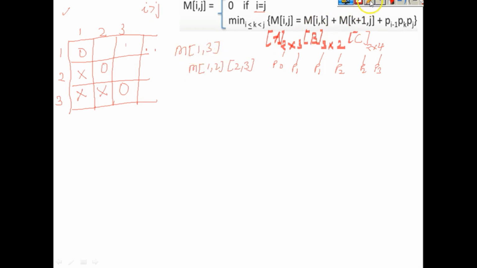Okay, so let us take one example. First I need to solve M12 and then I will solve M23. We will be solving in this manner, not in that manner. As I told you, to solve M13, you need the values of M12 and M23. So we will solve in this order. First, when I solve M12, I am using this formula.